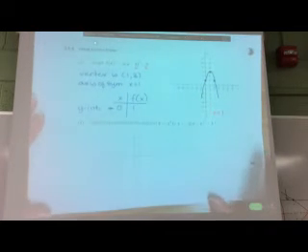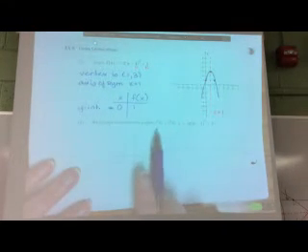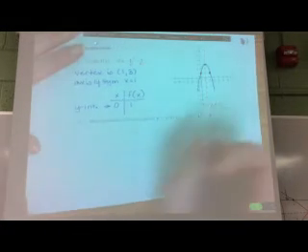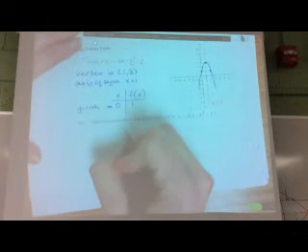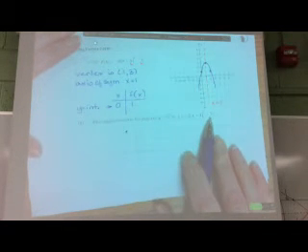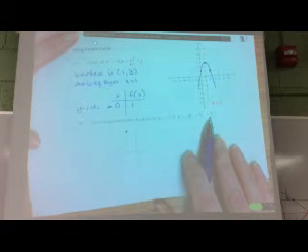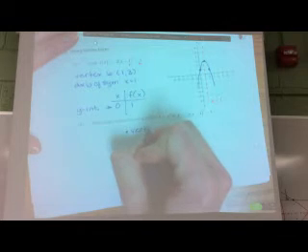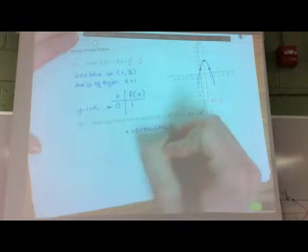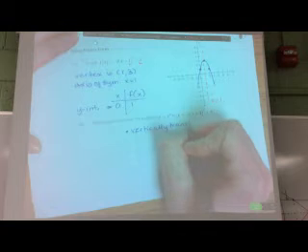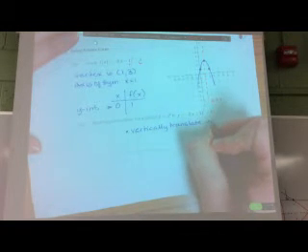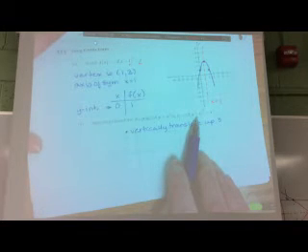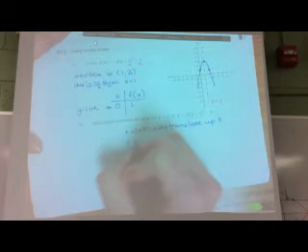Okay, let's go to B. What transformations take y equals x squared into this function? What are they? Let's start listing them off. What about the plus 3? What does that do? Shifting up 3. Okay, vertically translate up 3. What about this? Shift left 1. This is shift left 1.